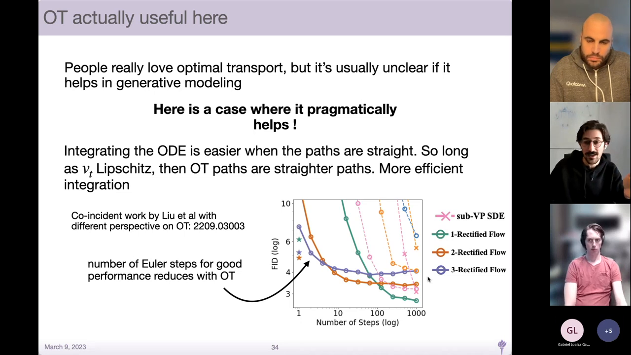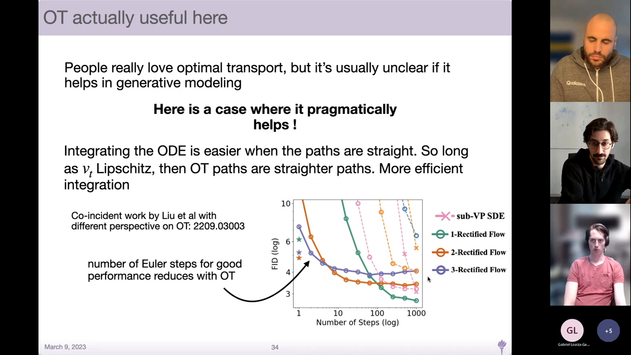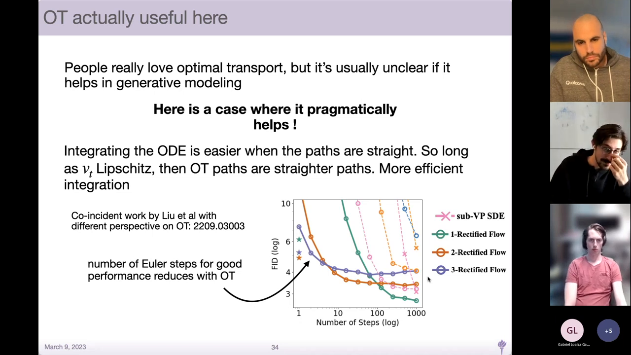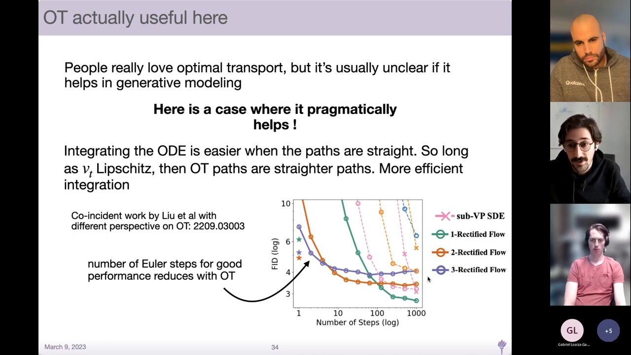But here I would make the case that it pragmatically helps when we're dealing with these ODE integrators, okay? Because integrating this ODE is much easier when the paths any individual sample has to take are straight. In fact, if you did this with some Euler integrator, it amounts to taking one step of Euler integration if every path is straight. And of course, if you want these to be efficient models in any sense, you don't want drawing a sample to take order seconds.